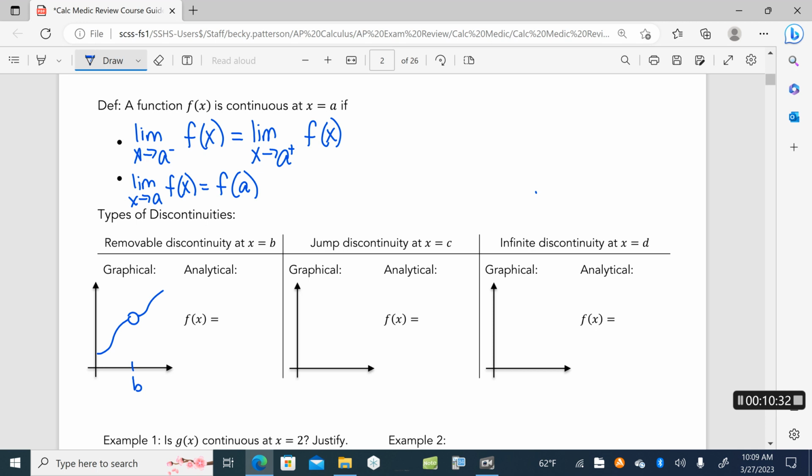Analytically, a hole is going to happen when you have, and this is at x equals b, something like x minus b over an x minus b times an x minus a. And you can see that these two factors would cancel. And you remember that when two things cancel like that, that produces a hole. So the way that you're going to say this is you're going to say the limit as x approaches b of f of x does not equal f of b. So this violates the second part of our definition, this guy right here.